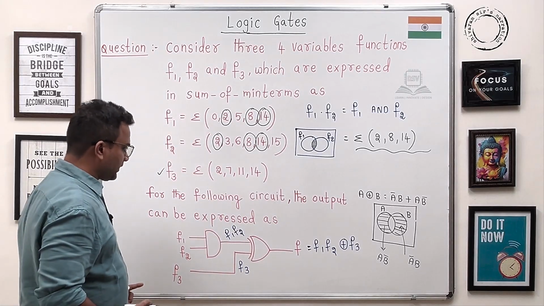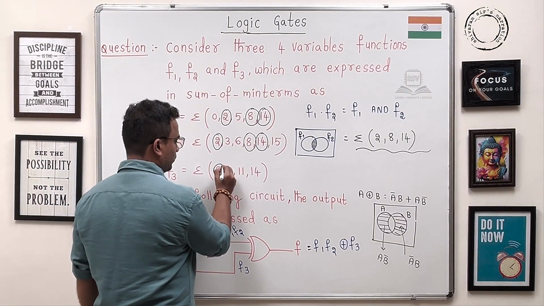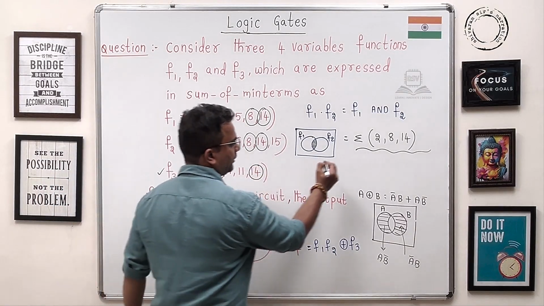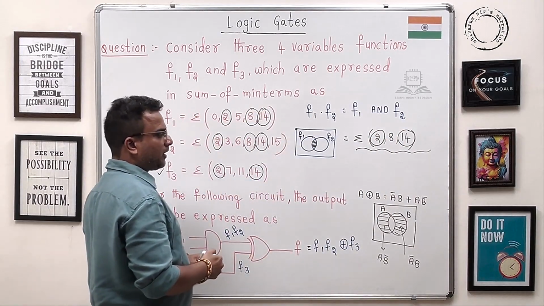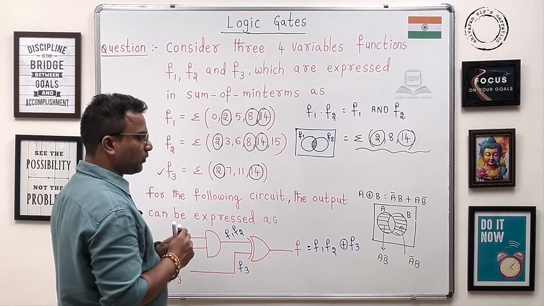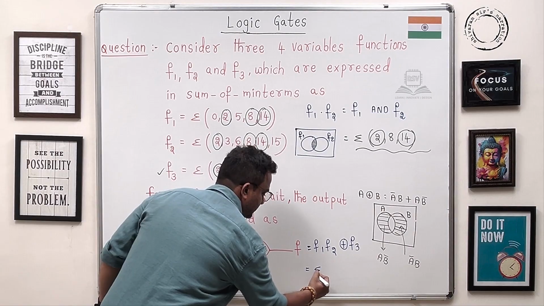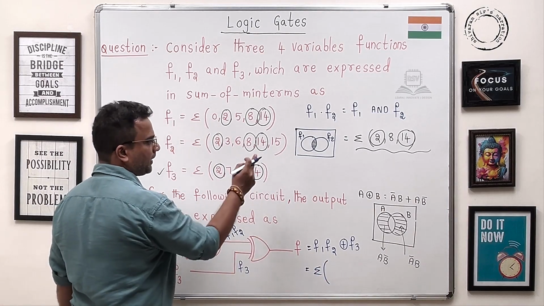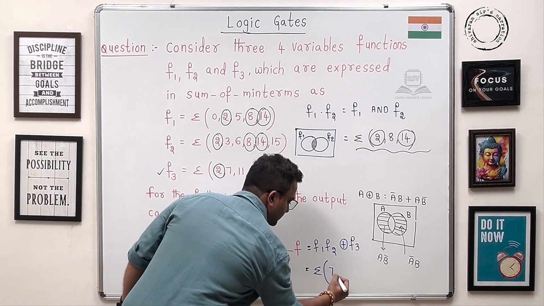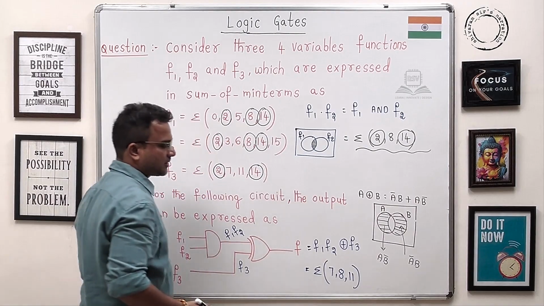Now let's see here. The common terms are 2, 14, 2, 14. Obviously exclude them. Hence here F will be sigma of the remaining terms 7, 8, 11. 7, 8, 11, guys. That's it.